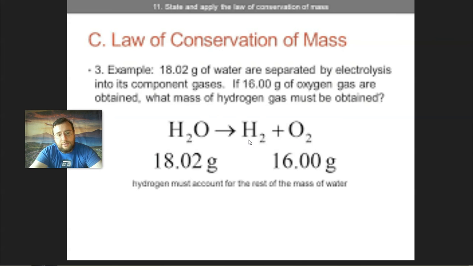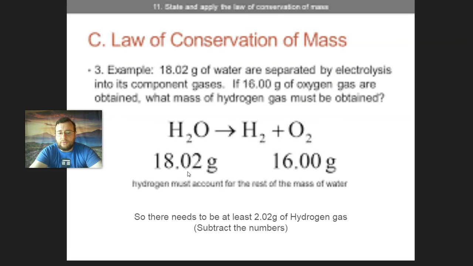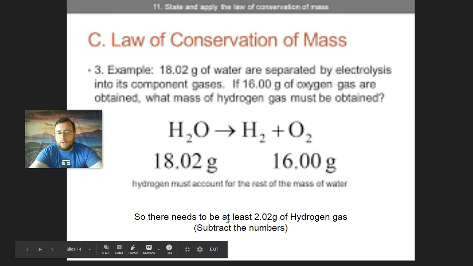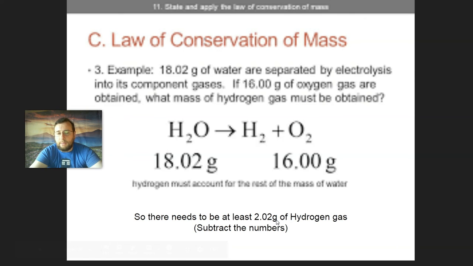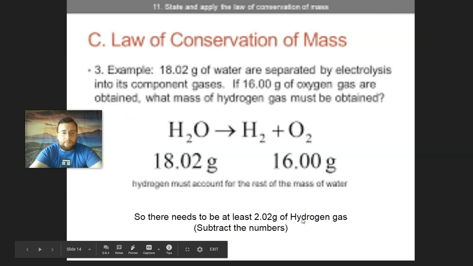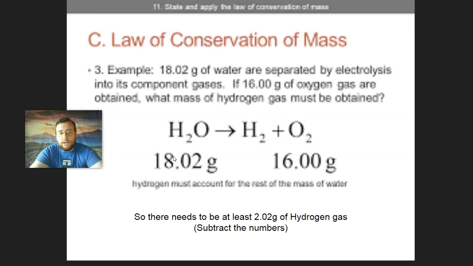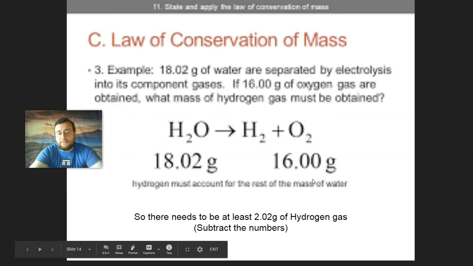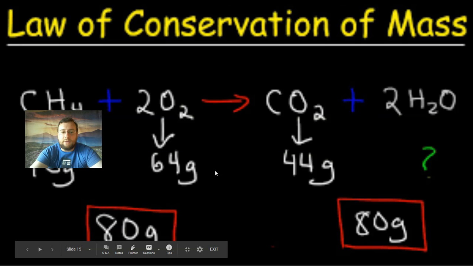So that reaction must have the rest of its mass here on the products accounted for. It has to add up to the total that you had before. So I have to find out what I add to 16 so that I get 18.02. So basically what you have to do is subtract the two amounts to find the 2.02 grams which are left. And that must be the mass of hydrogen gas that gets produced. Because if you add 2.02 to 16, you get back to 18.02. And that's how you know you're right. When you add up the mass of the reactants, it must be equal to the mass of the products.